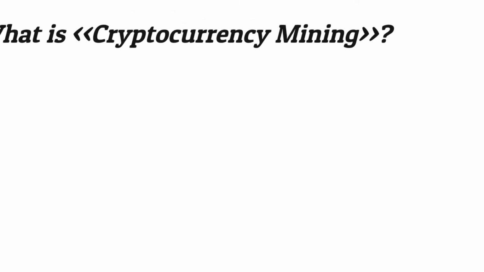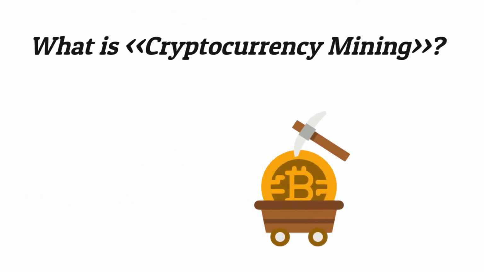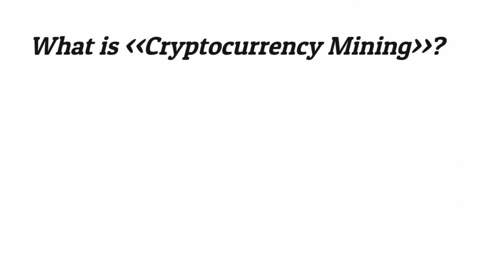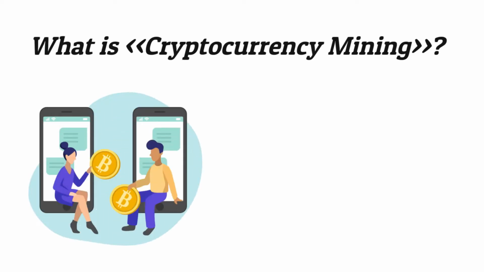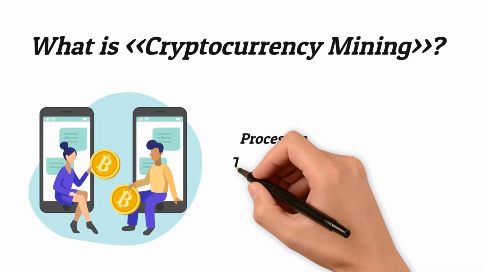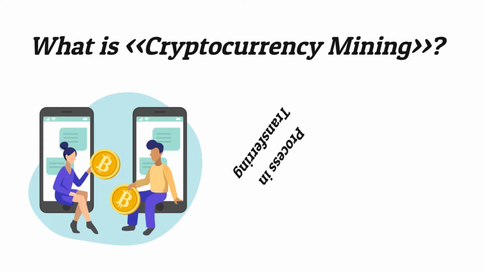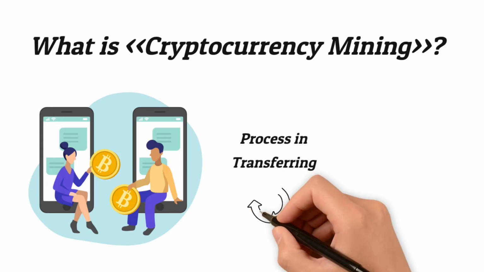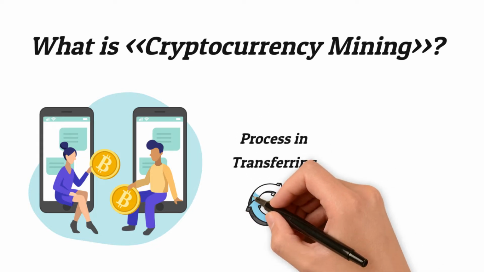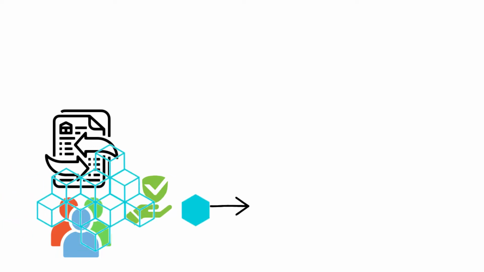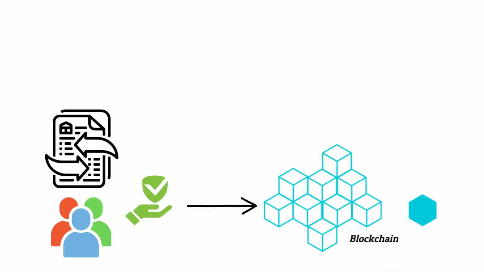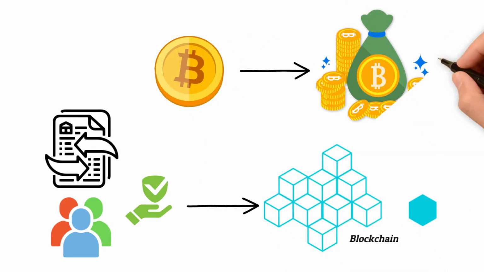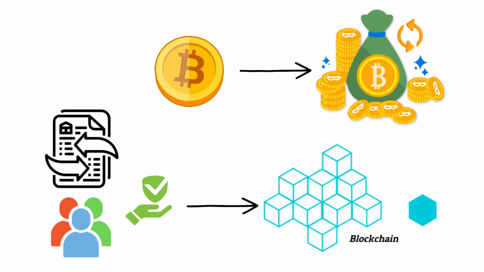So let me explain to you what is cryptocurrency mining. Cryptocurrency mining is one of the key elements that allowed cryptocurrency to work as a peer-to-peer, decentralized network without the need of a third-party central authority. It is a process in which transactions between users are verified and added into the blockchain public ledger, and also a process that is used to introduce new coin into the existing circulating supply.